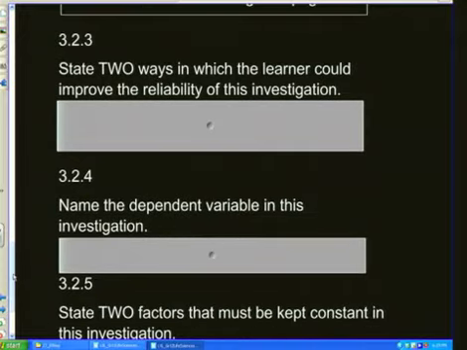Good. State 2 ways in which the learner could improve the reliability of this investigation. He could use more plants, excellent. And another word for that, what could we say generally? Instead of saying more plants, increase the sample size, right? Sample size. Good. And another one? You can repeat the experiment.